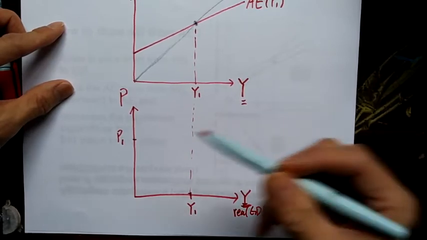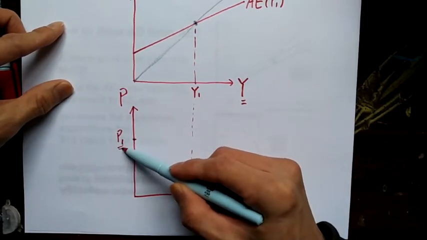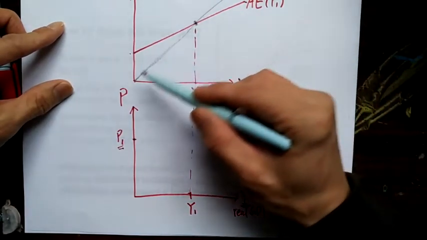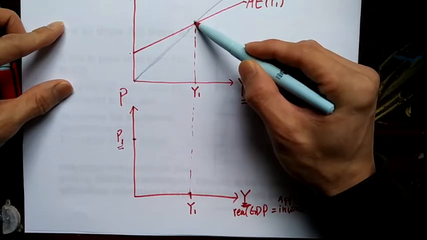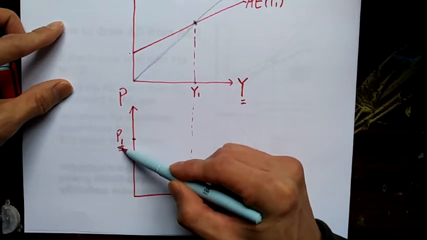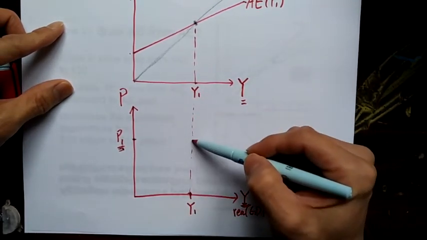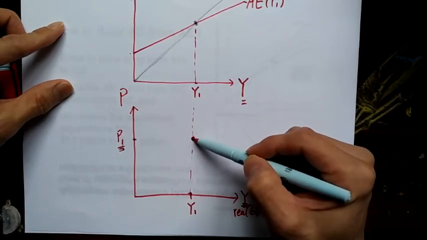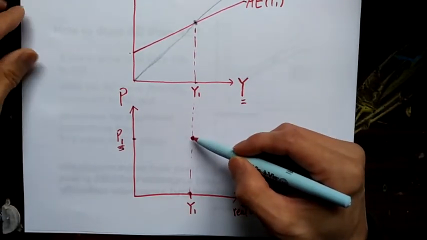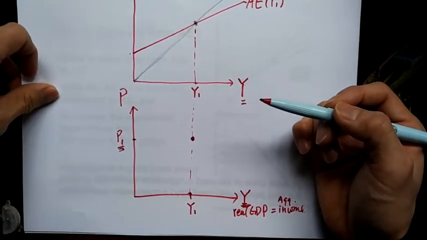Why? Because at a given price level P1, we have this aggregate expenditure function. And the resulting equilibrium income is y1. Therefore, under this price P1, the equilibrium income is y1. Therefore, this is our quantity demanded pair, P1 and y1. That's how we get one dot on the aggregate demand curve.